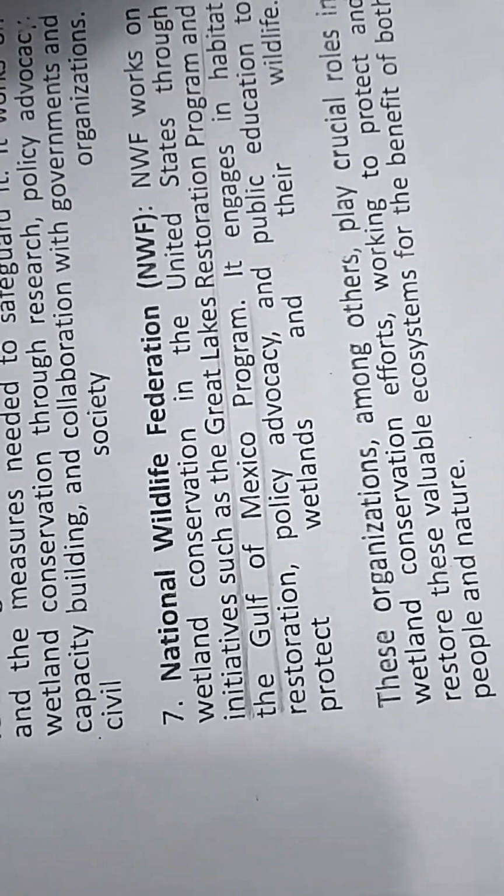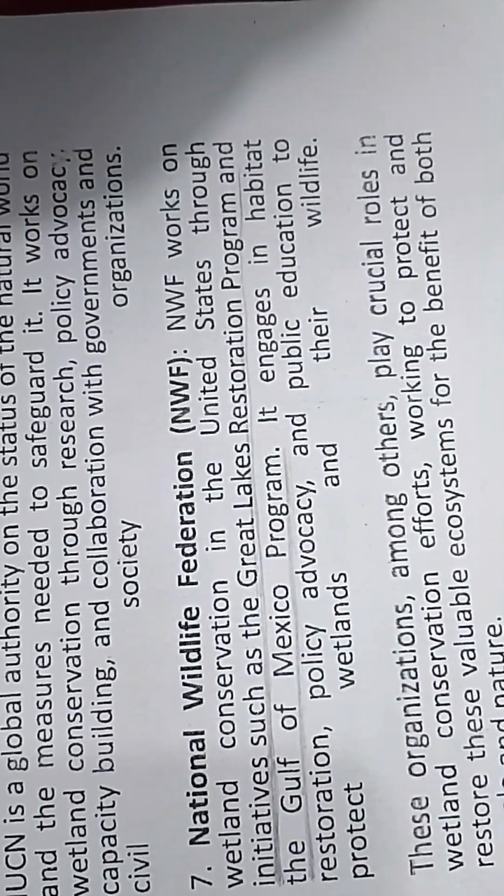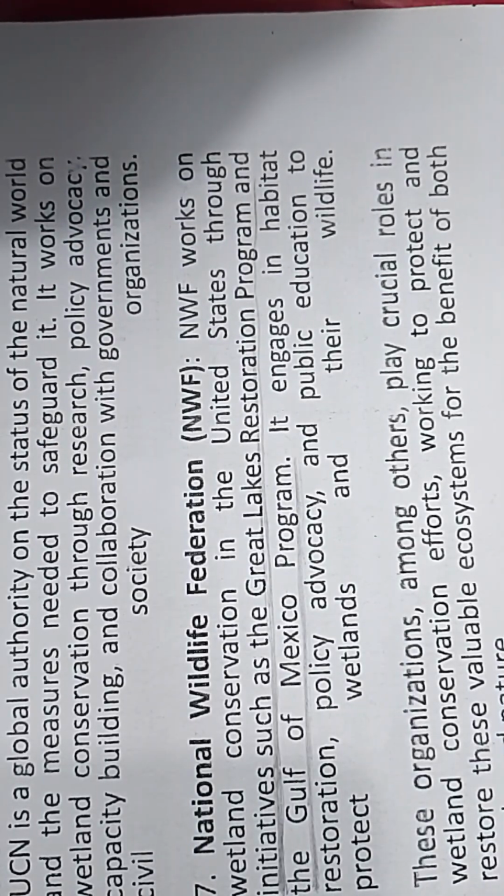6. IUCN, International Union for Conservation of Nature. IUCN is a global authority on the status of the natural world and the measures needed to safeguard it. It works on wetland conservation through research, policy, advocacy, capacity building, and collaboration with governments and civil society organizations.